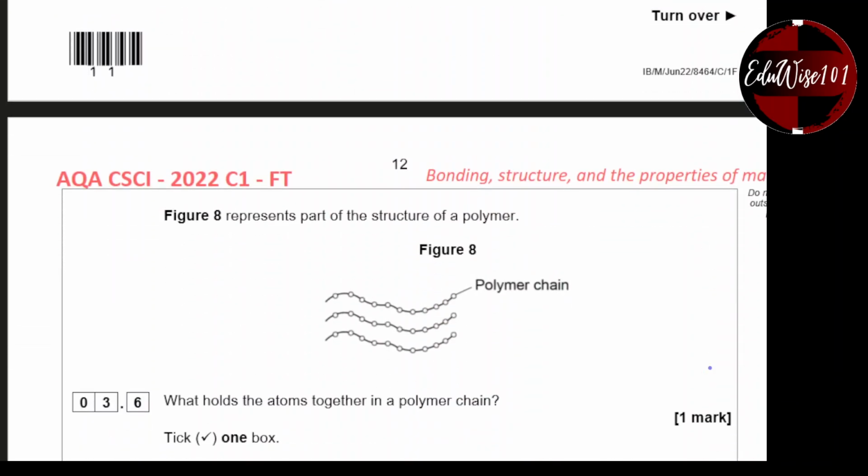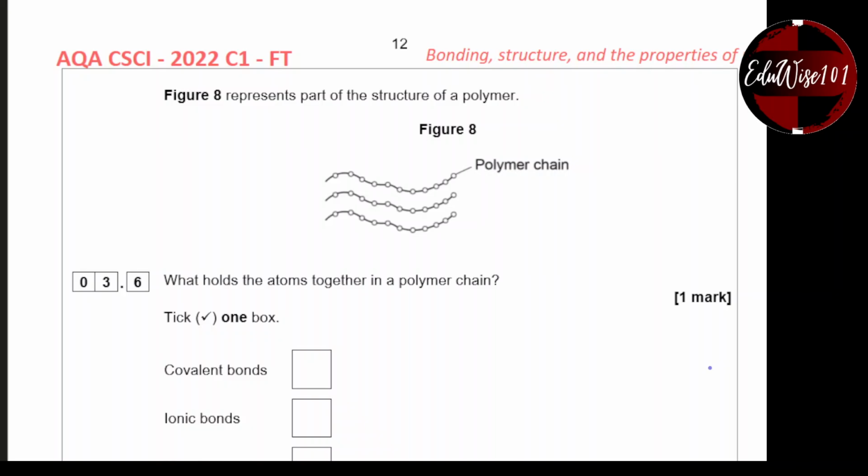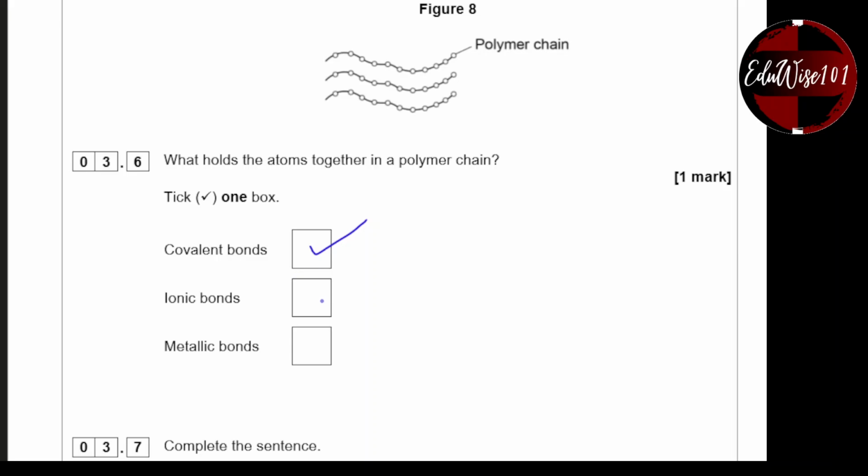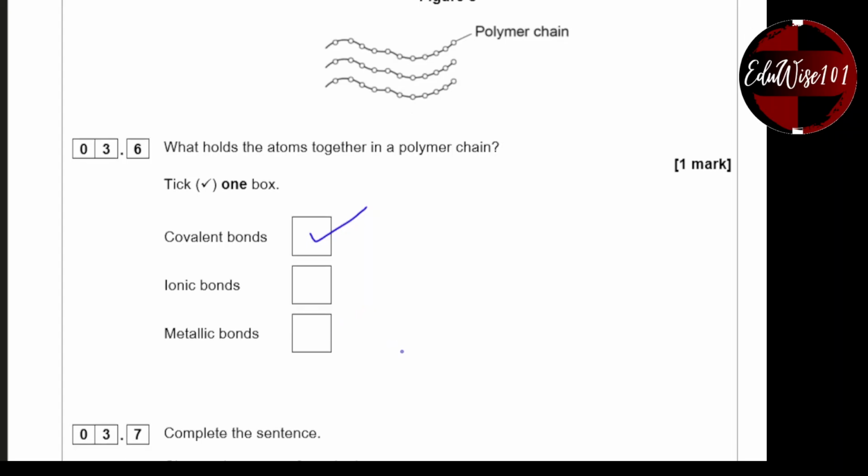3.6. Figure 8 represents part of the structure of a polymer. So you have three polymer chains. What holds the atoms together in a polymer chain? So these lines, what are these lines called? They are covalent bonds. Ionic bonds are not found in polymer chains, and you don't find metallic bonds either.